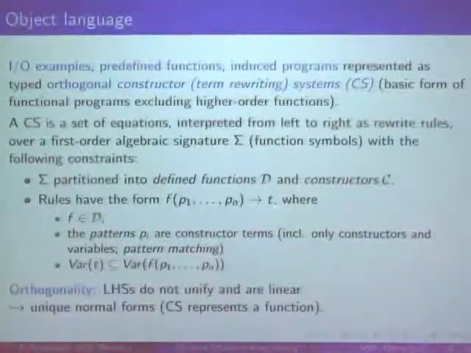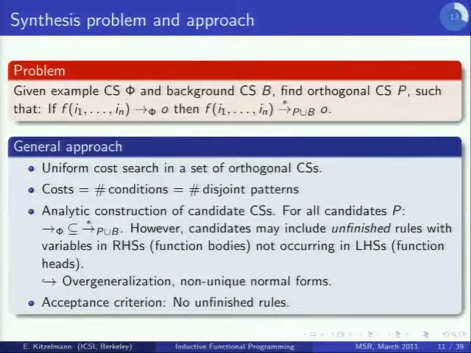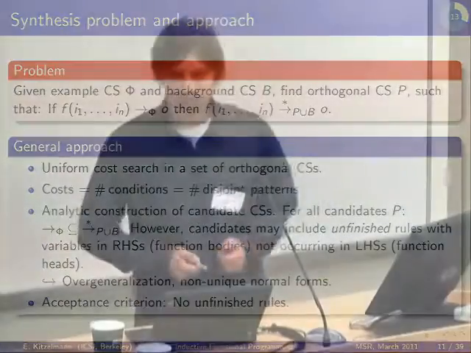Okay, and one restriction is that each variable in the function body must also occur in the function head. Of course, that's clear, so to have a function. Okay. And now the problem is, given an example CS, so given some input-output examples, and the input-output examples need not be actual examples, but can also contain variables. So they can be patterns of examples.